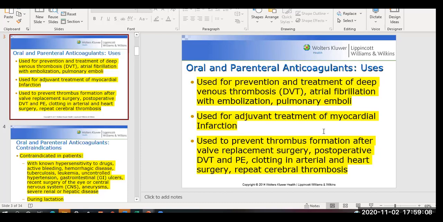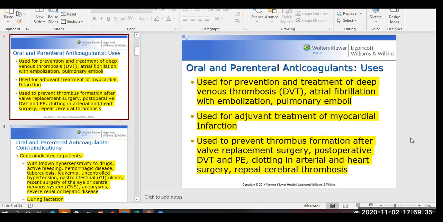We also use anticoagulants as an adjuvant treatment for myocardial infarction. In other words, if you've already had an MI, we're going to have you on an anticoagulant. And it might be even an antiplatelet aggregator, like a baby aspirin. But for some people, if they've really developed clots, we may have them on warfarin. And then, like I said, it's used to prevent formation of blood clots.